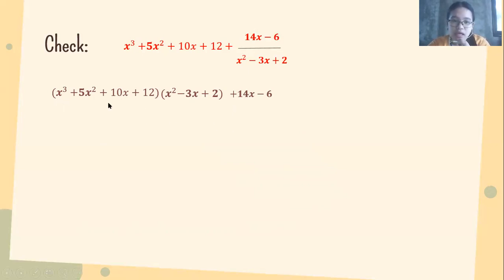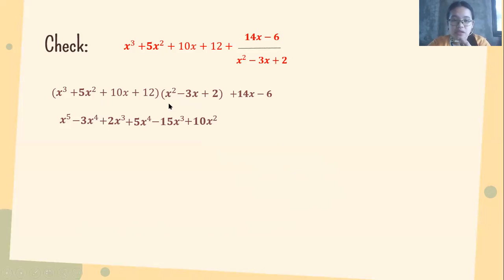So, first, let's multiply. X cubed times x squared is equals to x raised to 5. X cubed times negative 3x is equals to negative 3x raised to 4. X cubed times 2 is equals to 2x cubed. 5x squared times x squared is equals to 5x raised to 4. 5x squared times negative 3x is equals to negative 15x cubed. 5x squared times 2 is equals to positive 10x squared.